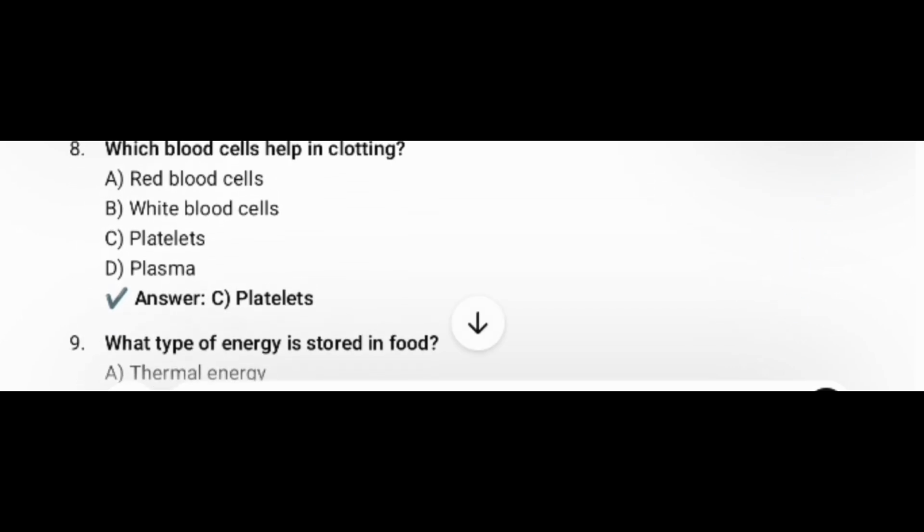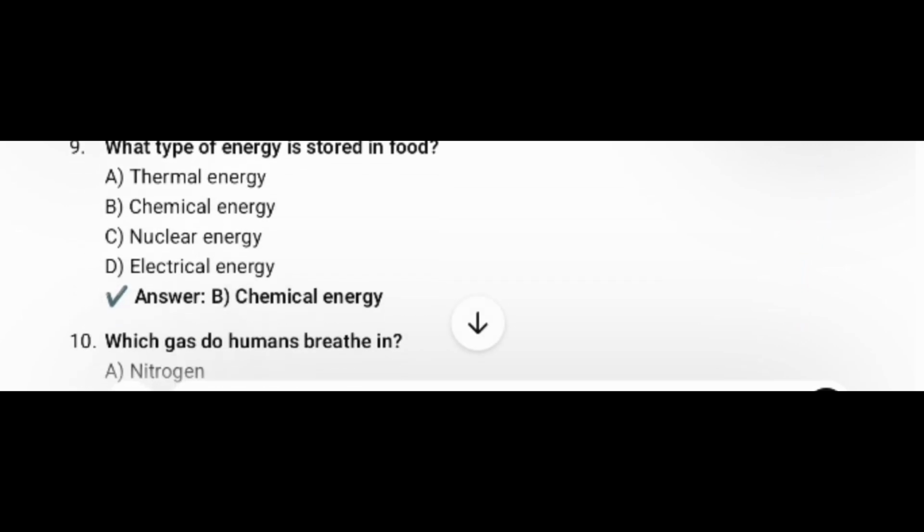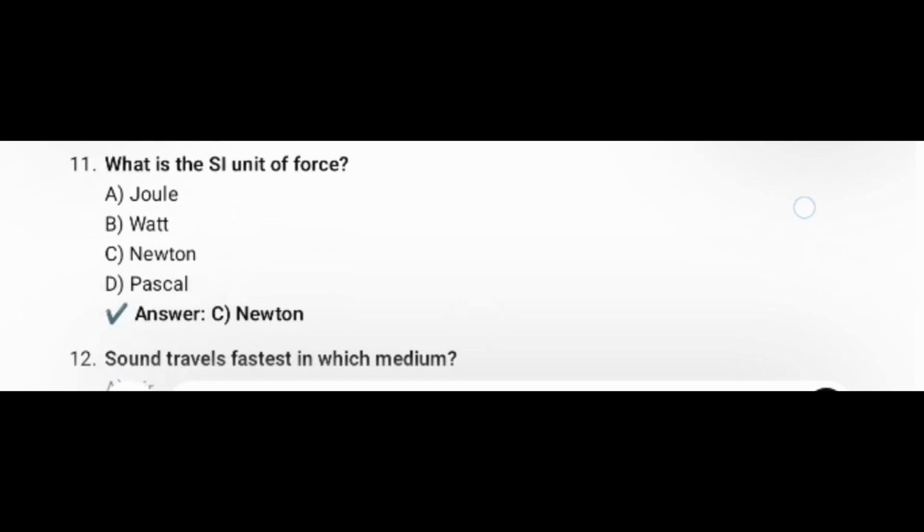What type of energy is stored in food? Correct option is B, chemical energy. Next, which gas do humans breathe in? Correct option is B, oxygen. Next, what is the SI unit of force? Correct option is option C, Newton.